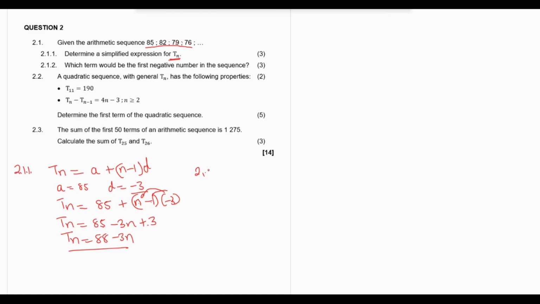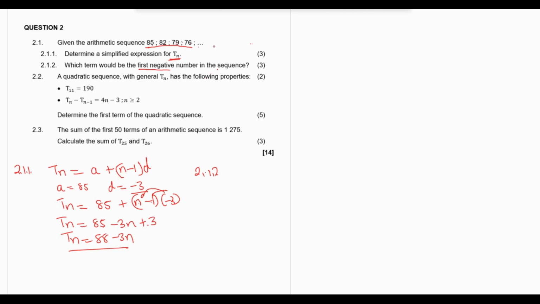2.1.2. Which term will be the first negative number in the sequence? We want to find the term that will be the first negative number. So what is happening here? The numbers are reducing, they are descending. So it means there'll be a time where we're going to have negative terms. So which term will be the first negative term? We have to find n, and then from there we'll deduce which term will be the first negative term.